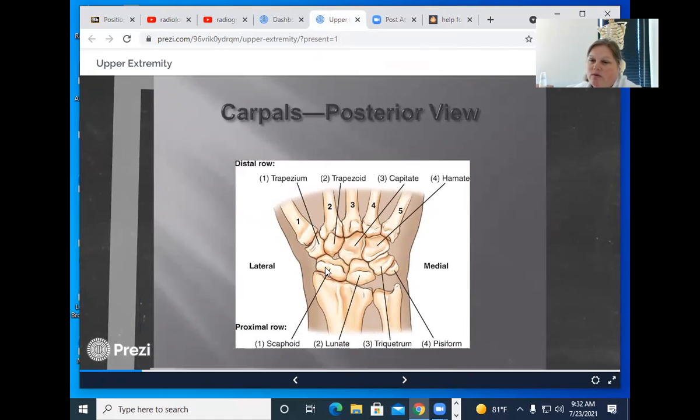So that's where our scaphoid is, the proximal row. Then we have the lunate, triquetrum, and pisiform. It's a little tiny P shaped. And then as we move up, we have trapezium and trapezoid.